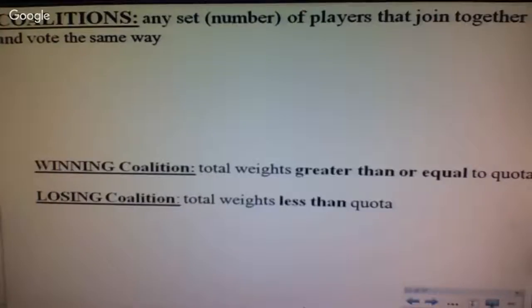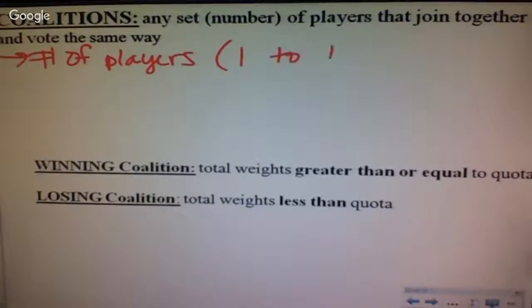Some things you need to know. The number of players in a coalition can be 1 to all. So I can have a coalition of just 1 person. I can have a coalition of 3 people. I can have a coalition of 18 people. My coalitions can have 1 person up to everybody that's voting.